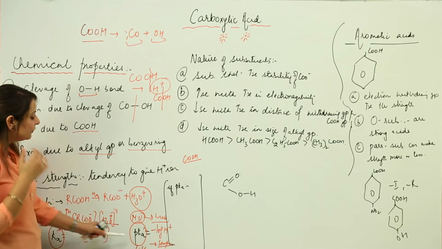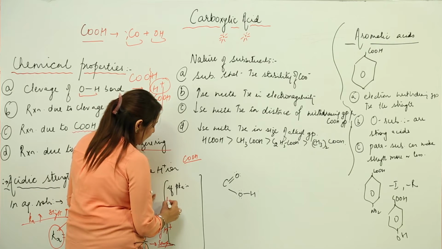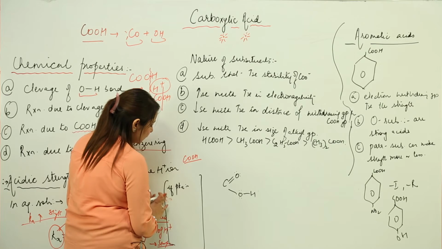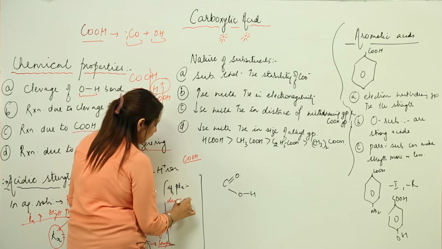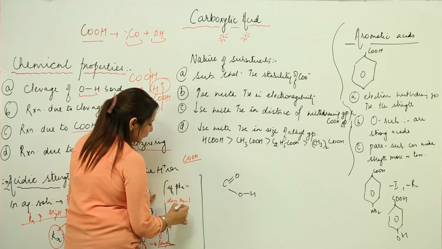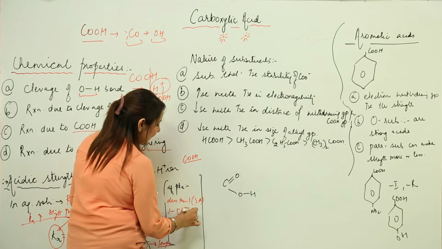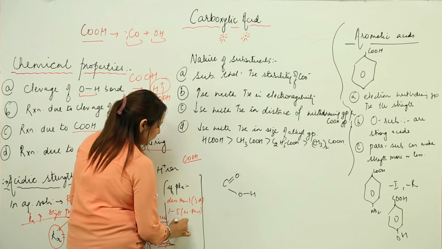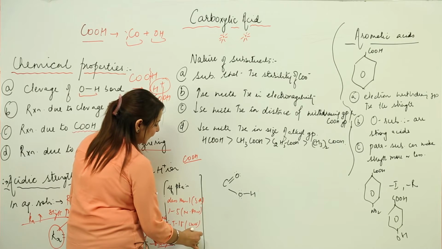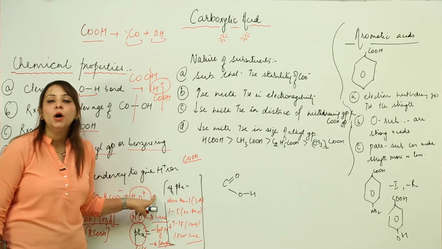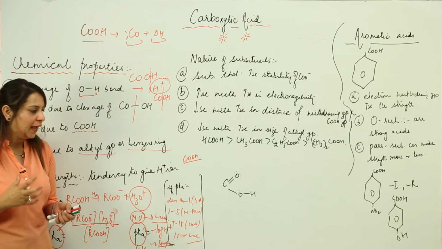Now if you talk about strong acids first, the value of pKa is less than 1 for strong acids, 1 to 5 for moderately acidic, 5 to 15 for weak, and more than 15 for the weakest ones. So this is how the value of pKa suggests the nature of the acid.